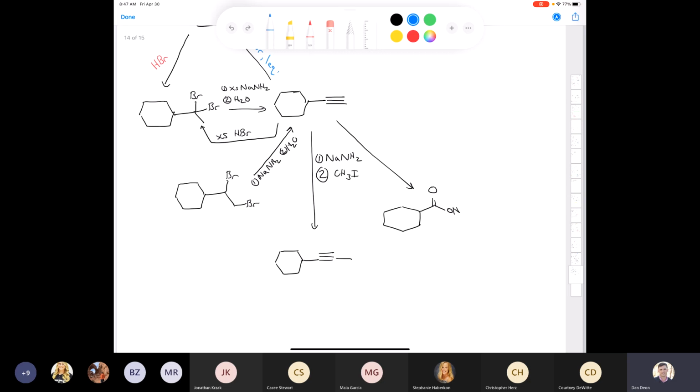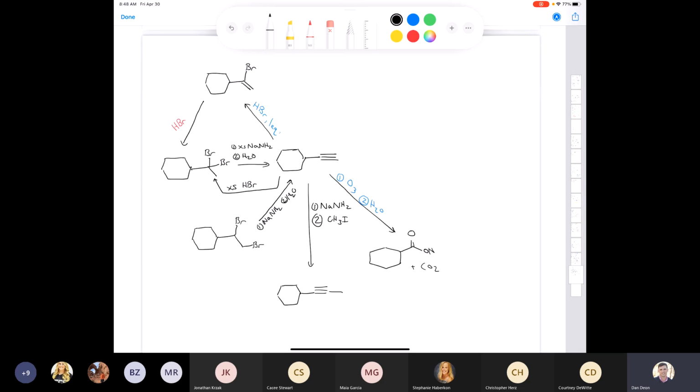Cleavage of that triple bond, because we have one less carbon in this molecule than we do in the starting material. The first step is ozone, but the second step is not DMS. The second step is H2O when we have an alkyne. And not only will we end up with cyclohexane carboxylic acid, this molecule right here, but we will also end up with carbon dioxide in this case.